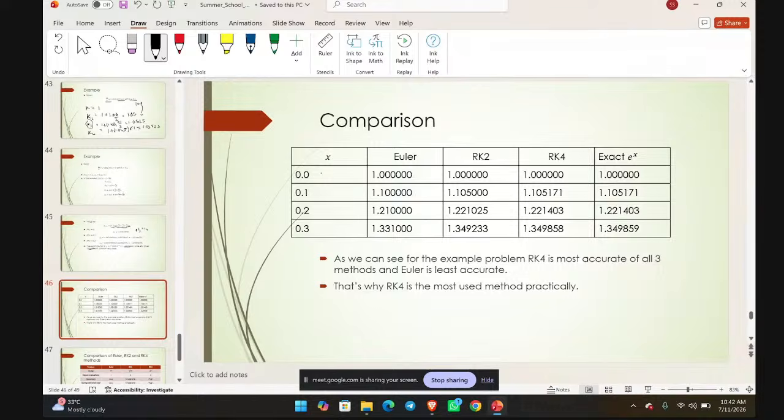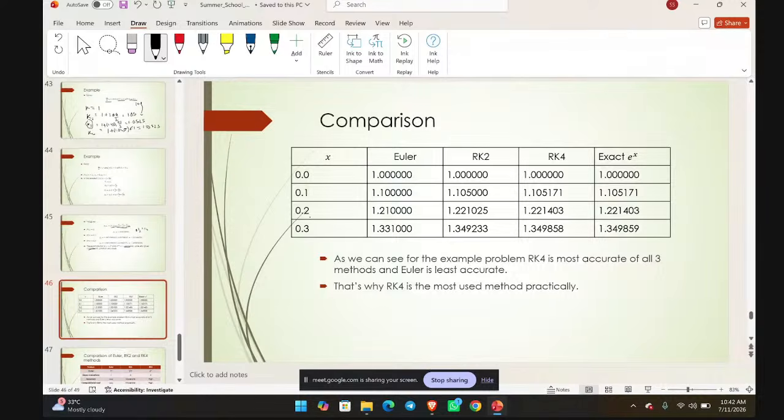At starting, the x coordinate is 0, and Euler method and every method initial guess is 1, 1, 1, 1. And exact solution is also e power 0, which is 1 itself. So if you take one step size in Euler method, we reach 1.1. In RK2, we reach 1.105. In RK4, we reach 1.105171. It is accurate up to 6 decimals, as you can see.